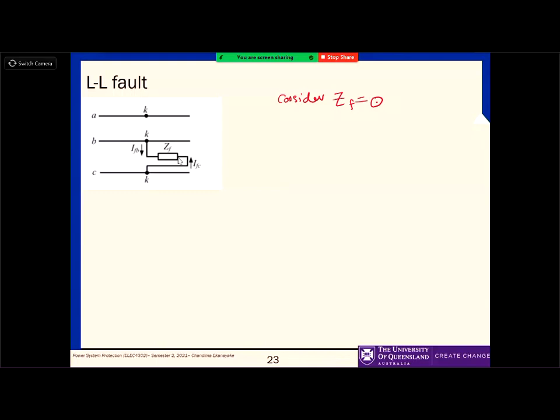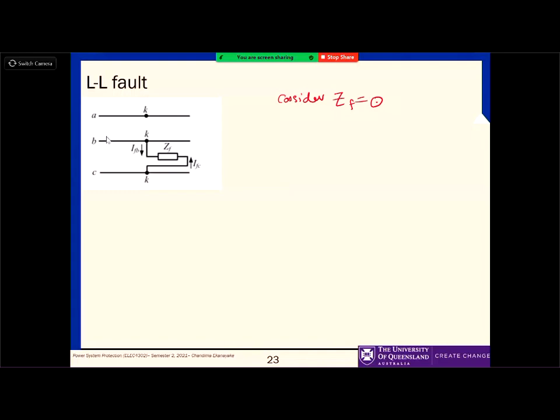Okay, so what happens is that when the two lines are short-circuited here, then one line is the sound line, which means that its voltage is still equal to its own voltage. But what is the current in line A now during a fault? 0. Why? We assume that load current is neglected. That was one of the assumptions in the fault analysis.